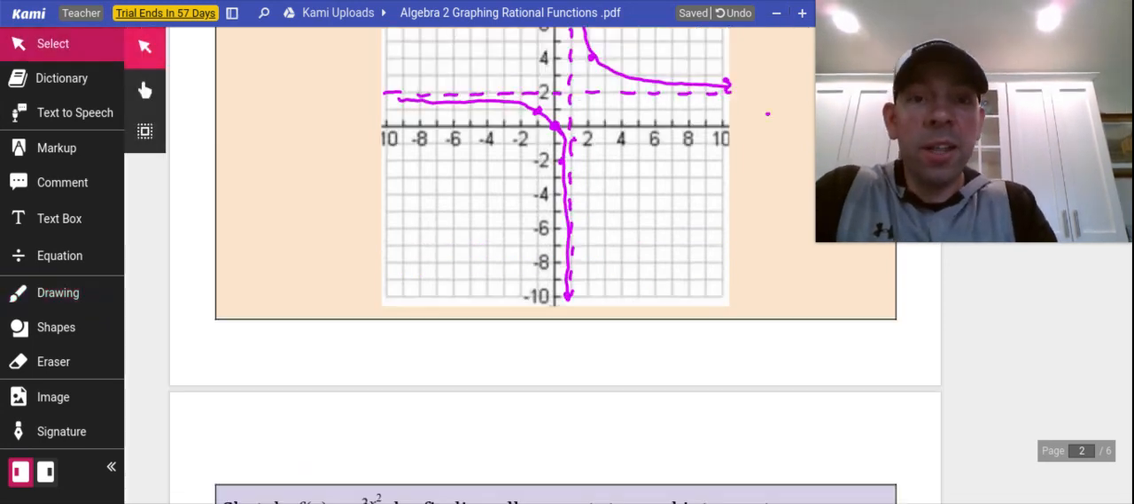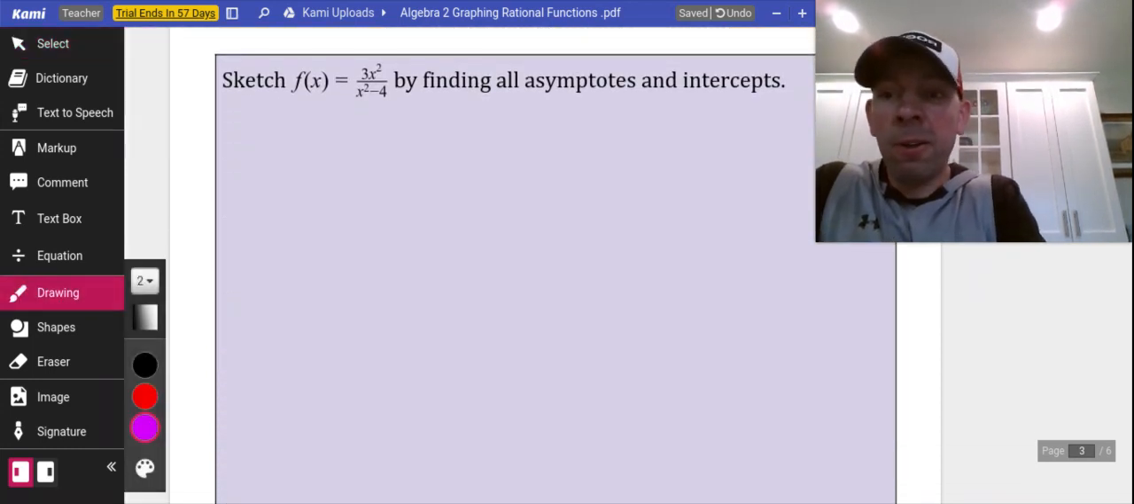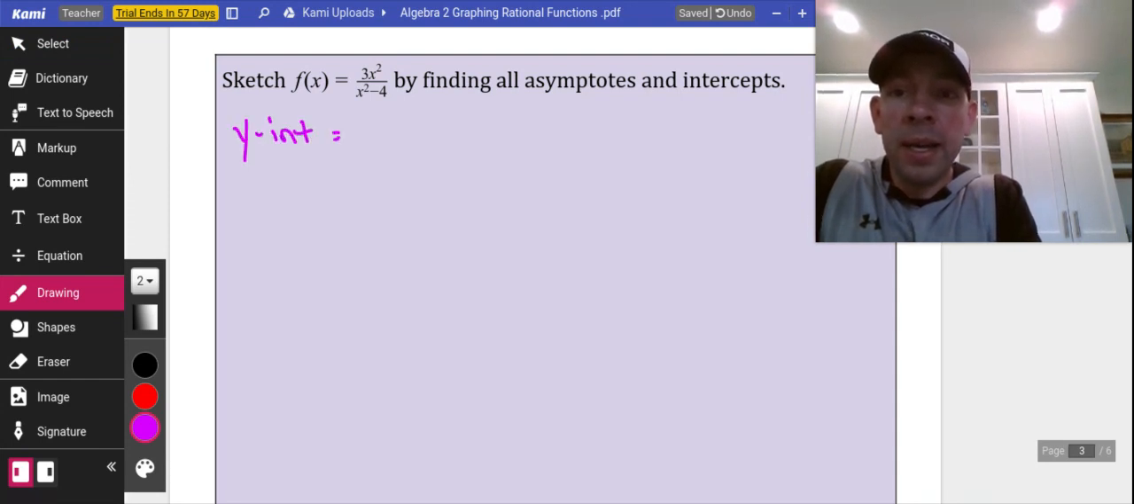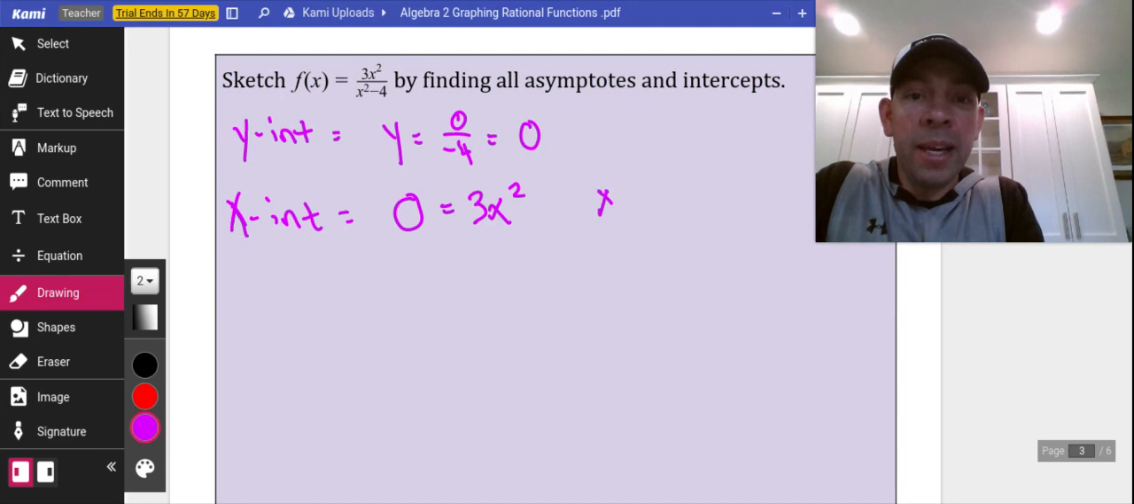Let's go take a look at another example. So again, let's see if we can find all of the intercepts. I'm going to start with my y-intercept. I'm going to substitute a 0 for x, and 0 divided by -4 makes 0. Notice we're going just a tick faster now. For the x-intercept, substitute a 0 for y. Cross multiply, and we'll get x equals 0. So we got y equals 0, and we got x equals 0.